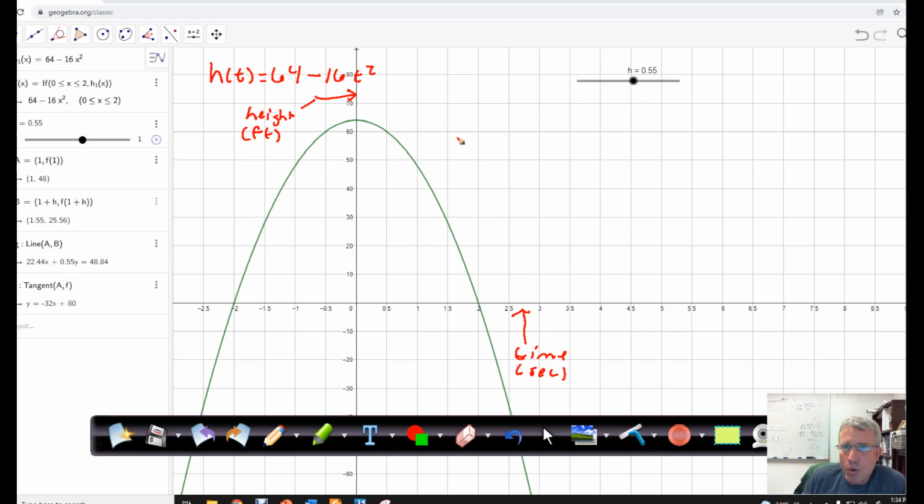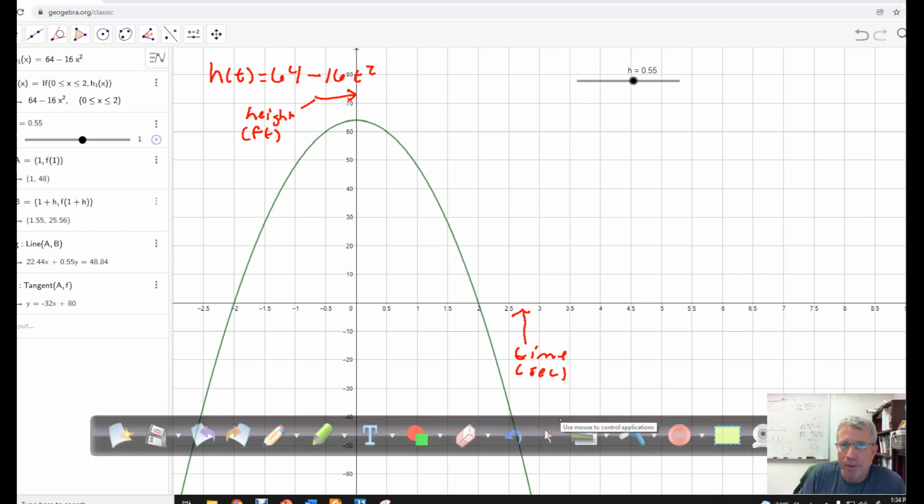One thing I want to recognize is that even though when I graph 64 minus 16t squared I get this full parabola, the entire parabola doesn't make sense. There's a contextual domain for this problem: between time equals 0 and time equals 2 is when the ball's actually in the air. At time equals 0, the ball starts up here at 64 feet, and 2 seconds later, it's on the ground. So my contextual domain is time is an element of the interval from 0 to 2.